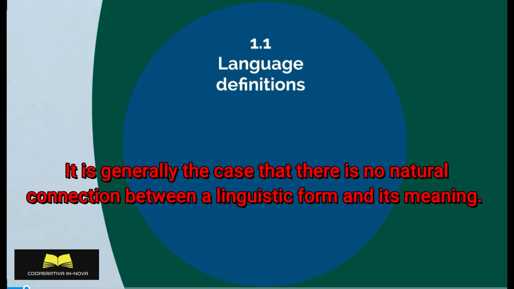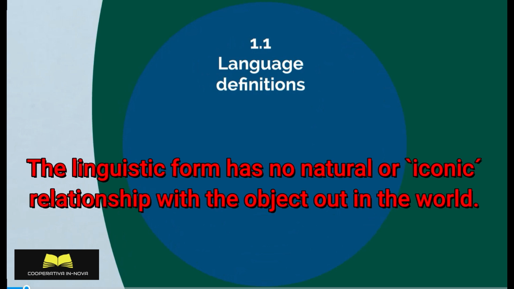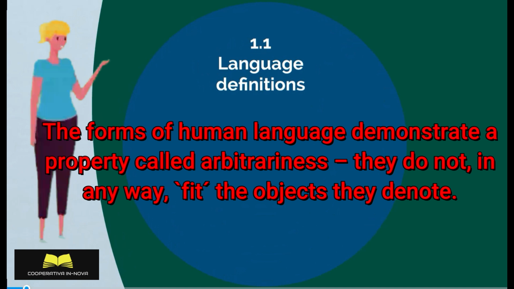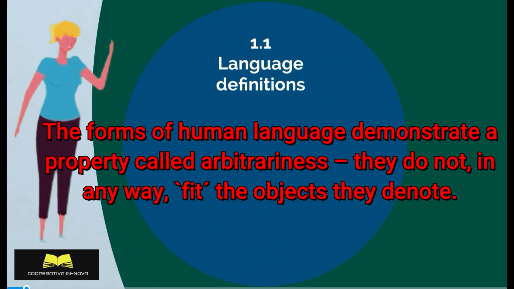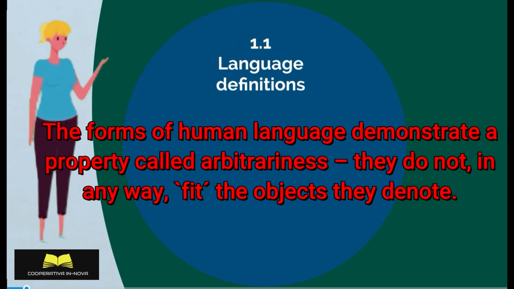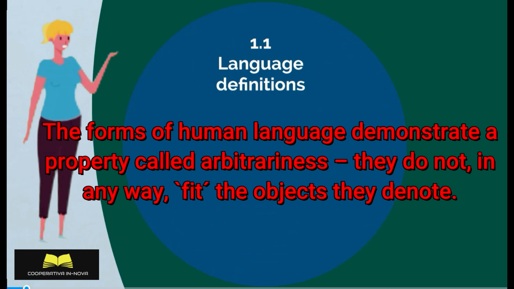It is generally the case that there is no natural connection between a linguistic form and its meaning. The linguistic form has no natural or iconic relationship with the object out in the world. The forms of human language demonstrate a property called arbitrariness. They do not, in any way, fit the objects they denote.